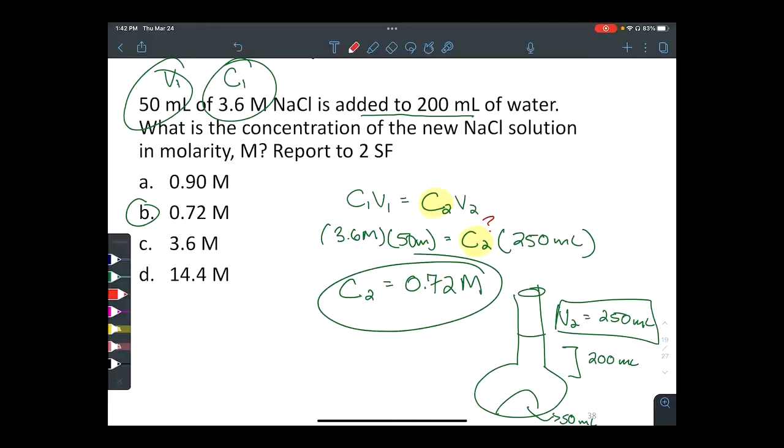And note here, in this example, we used molarity as our concentration unit. And that's why it's concentration. They just have to match in this case.